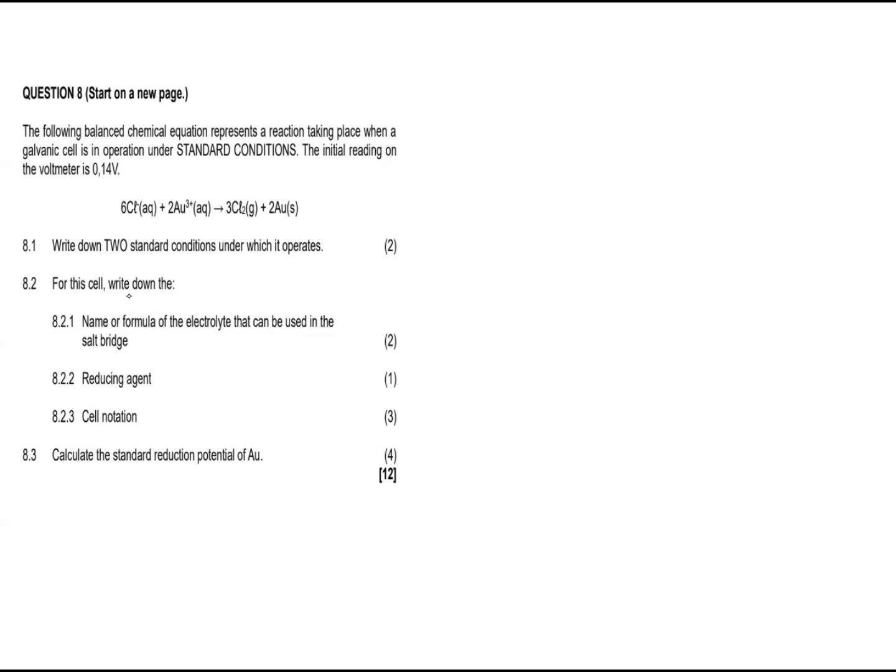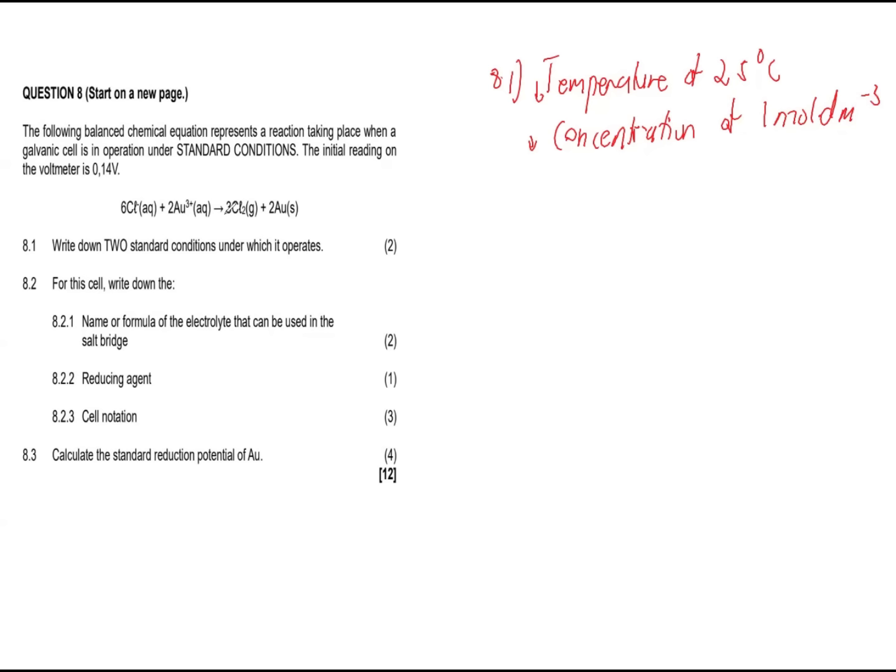So for 8.1, we are going to say temperature of 25 degrees Celsius. And then we have concentration of 1 mole per dm cube for the electrolytes. And since we can see we have chlorine gas here, we can even mention, though we already have 2, pressure of 101.3 kilopascals, right?